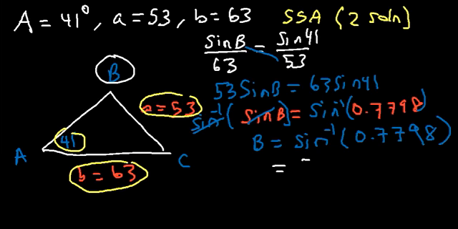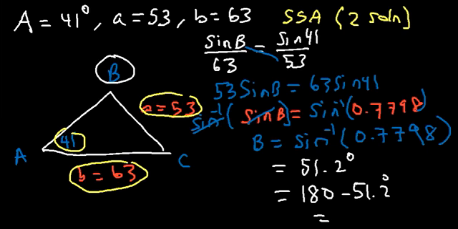And so the angle that we get is 51.2 degrees. Now, there's another possible triangle too. And so it's 180 minus 51.2, and that's about 128.8. So I'm going to save that answer. I'm just going to write it down.